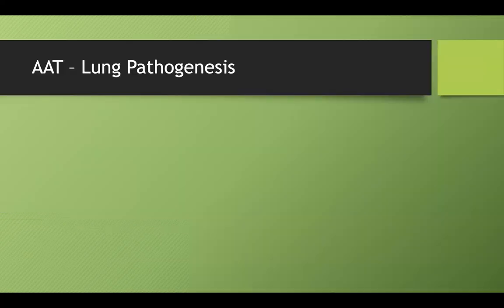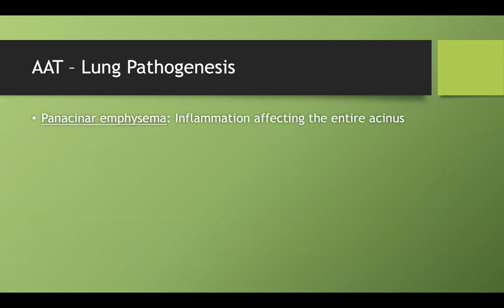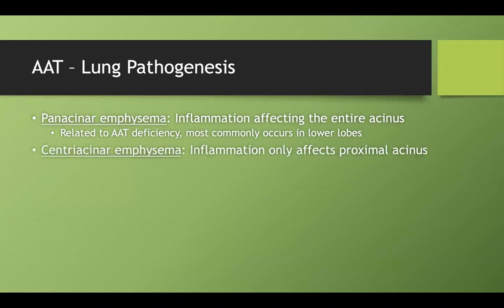I want to talk about what pan-acinar emphysema means versus centri-acinar emphysema. Pan-acinar means, and pan always means everything, like Pangea was when all the continents were in one specific area, right? So pan-acinar means it's affecting the entire acinus. You'll see this in alpha-1 antitrypsin deficiency, and it'll be most notable in the lower lobes of the lungs. Let's contrast this with centri-acinar emphysema, which is where the inflammation only affects the proximal portion of the acinus and not the distal portion. This type of emphysema is related to smoking exposure, and it most often occurs in the upper lobes. So what I want to do now is draw out these differences so you don't forget it in the future.